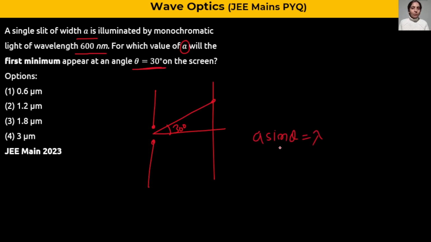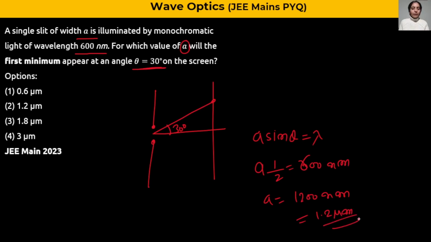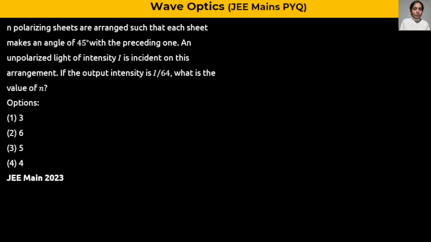सो sin theta को theta लिखने की जरूरत नहीं है, theta is significant. सो a sin theta का वैल्यू 30 डिग्री लिखो, sin 30 is half and this is lambda, that is 600 nanometer. So answer will be very simple. I mean this is 1200 nanometer. So that is equal to 1.2 micrometer. Okay, so this is going to be your correct option. So this one. Now let us move ahead.